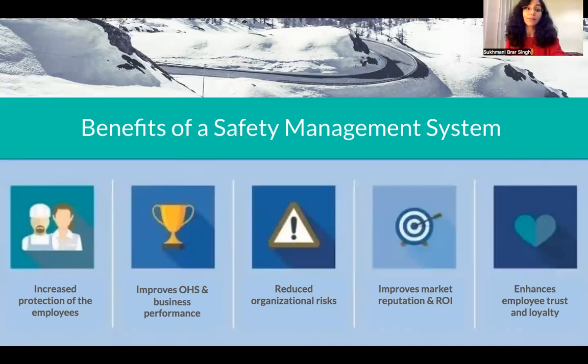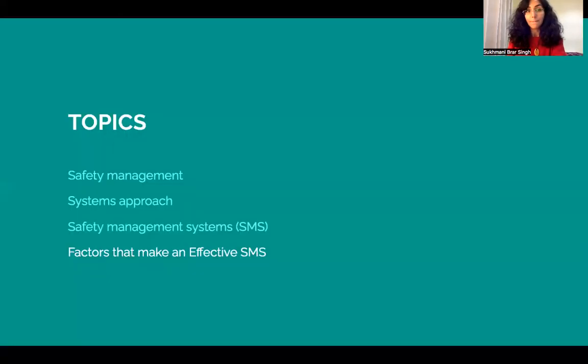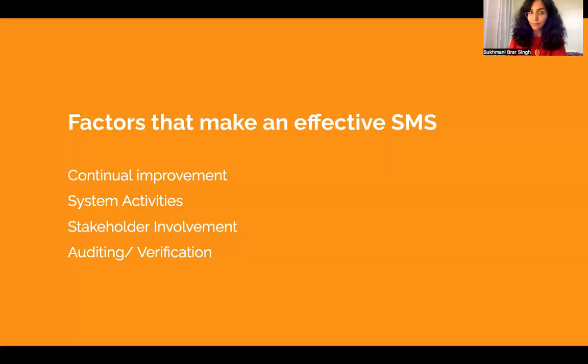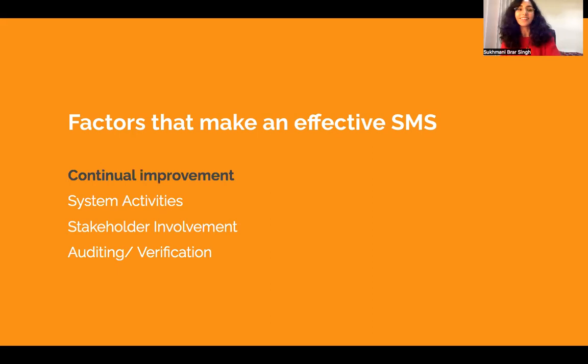So these are the benefits of effective safety management systems. So what makes an effective safety management system? There are 4 factors. Number 1, there's continual improvement. There are system activities, stakeholder involvement, auditing, and verification. So let's start off with continual improvement.